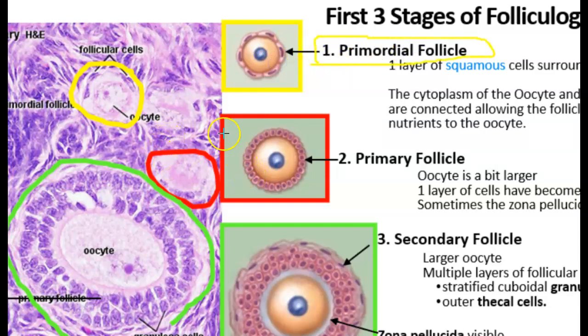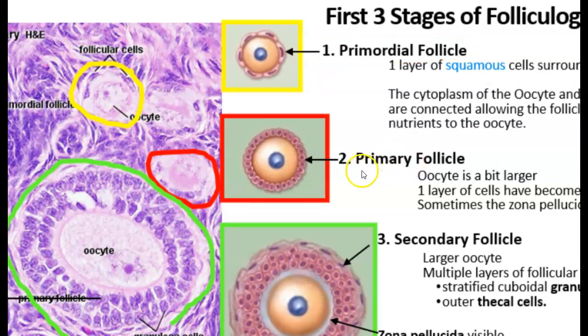It exists in the cortex, the most superficial layer of the cortex. And around the oocyte is one layer of squamous cells. And I've got it circled on this histology picture on the left. So it's circled in yellow. The oocyte's in the middle, and the squamous cells surround that oocyte.